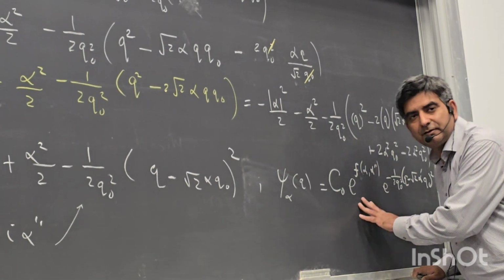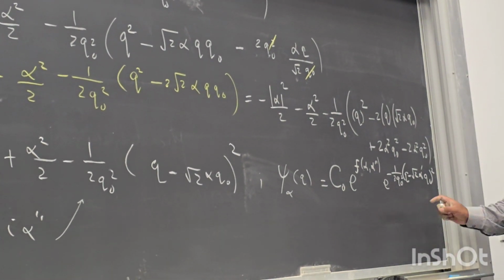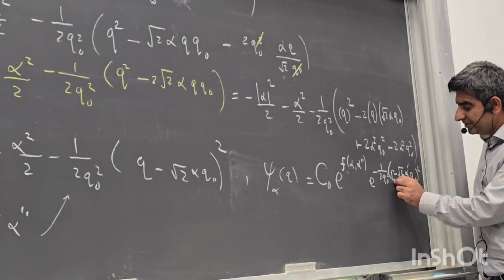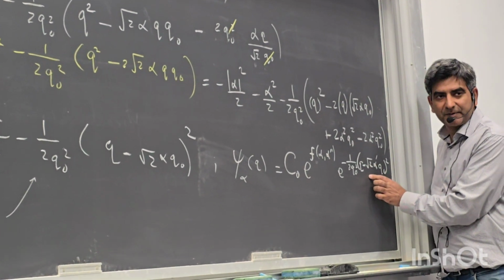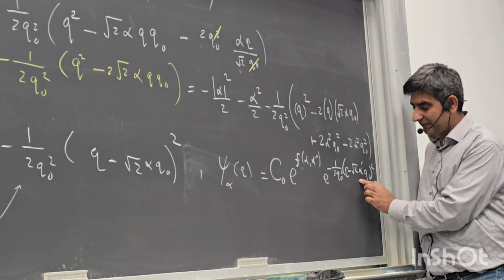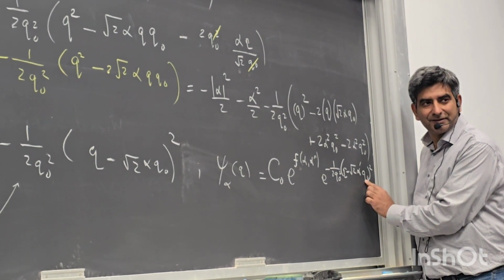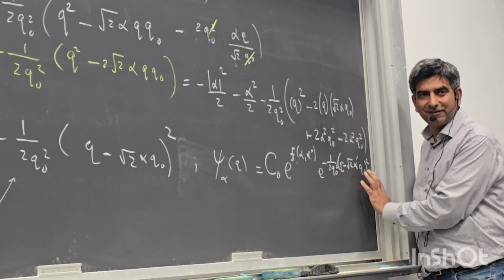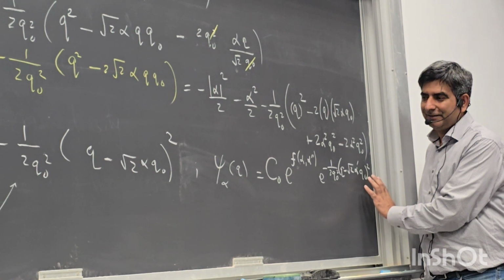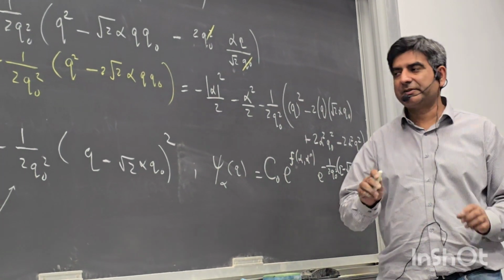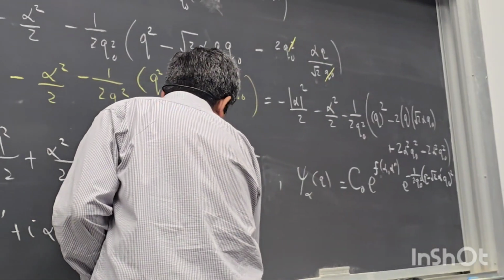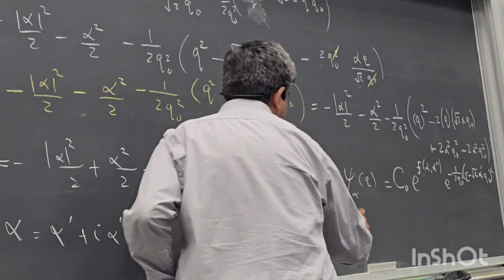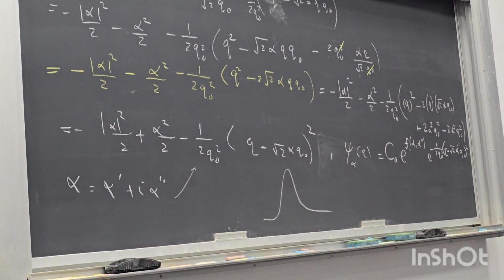So compute this. This is a Gaussian whose centroid has been displaced by some amount, alpha prime q naught. So this is a positional representation of a coherent state. It's a Gaussian. It's a Gaussian pulse. It's also called a wave packet.